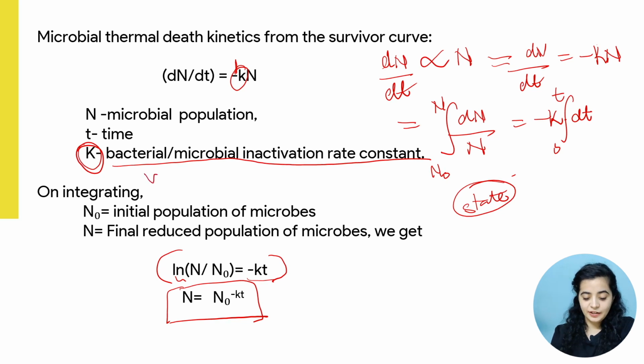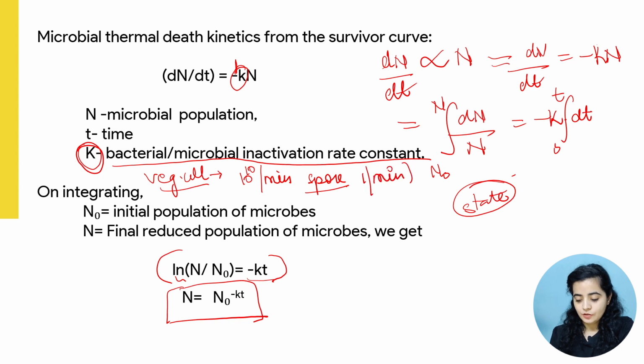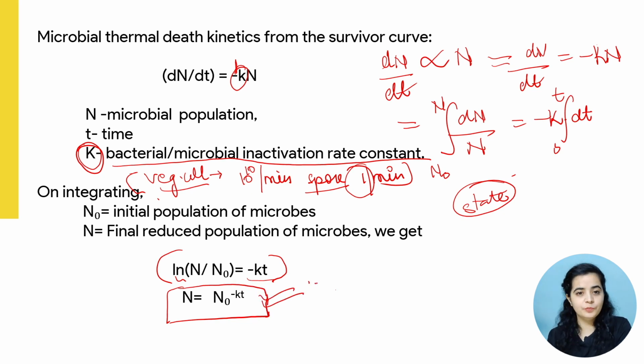For example, let us say a vegetative cell has a k constant of 10 raised to power 10 per minute, whereas that of spore, it is 1 per minute. So therefore here we see that k depends on the state of the microorganism, such as in 1 minute 10 raised to power 10 vegetative cells are destroyed at a set temperature, but at the same temperature in 1 minute only 1 spore is destroyed. Therefore it is more difficult to destroy spore than a vegetative cell. So this is the equation that we have computed based on our knowledge of thermal death kinetics.